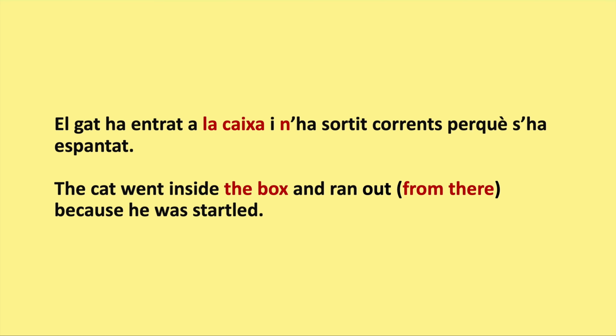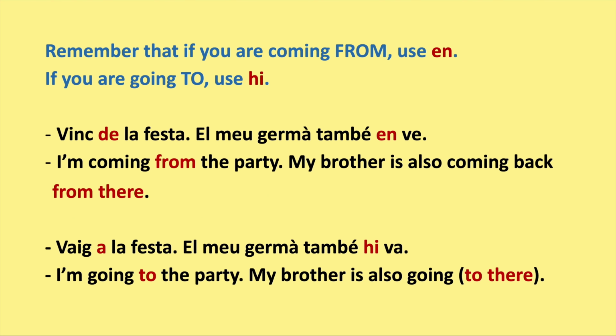Another example, el gat ha entrat a la caixa i n'ha sortit corrents perquè s'ha espantat. The cat went inside the box and ran out because he was startled. The "en" here means from there, from the box. Remember that if you are coming from, use "en". If you are going to, use "hi".